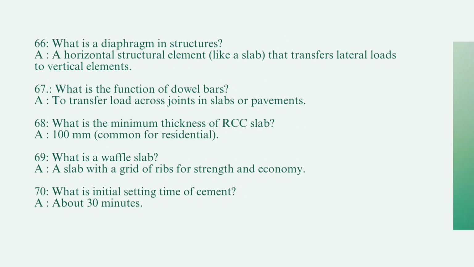A horizontal structural element like a slab that transfers lateral loads to the vertical elements. What is a function of dowel bars? To transfer load across joints in a slab or the pavements. What is the minimum thickness of RCC slab? It is 100 mm and it is common for the residential buildings.